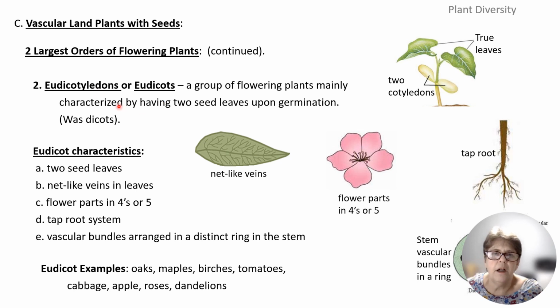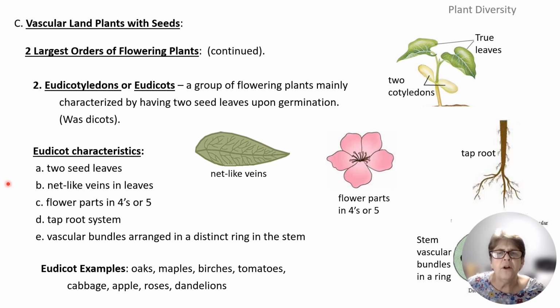Eudicotyledons, or eudicots, and remember that was dicots. That's a group of flowering plants mainly characterized by having 2 seed leaves upon germination. So here's the 2 sides of the bean after the plant starts growing. And there's the seed leaves. So characteristics of eudicots: 2 seed leaves. There's net-like veins in the leaves. Okay, they're not parallel. They're not running all one direction. They form like a net.